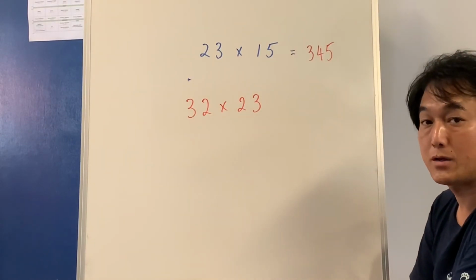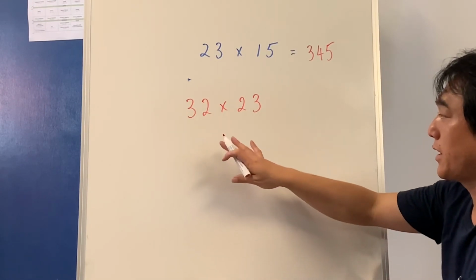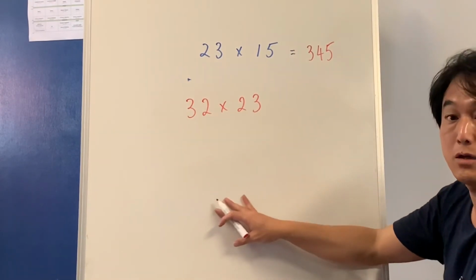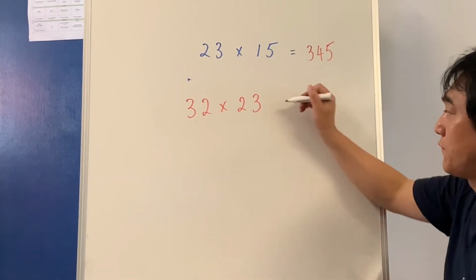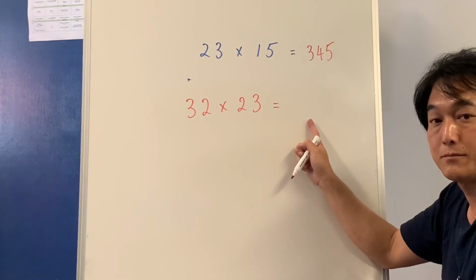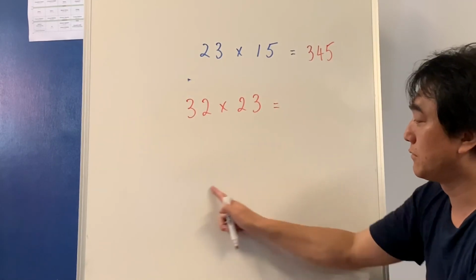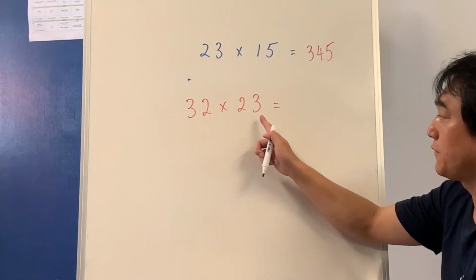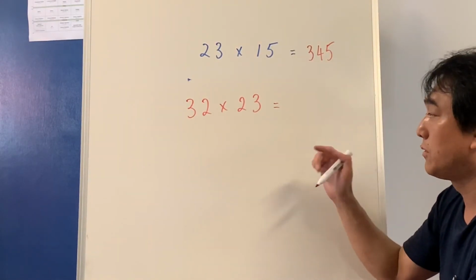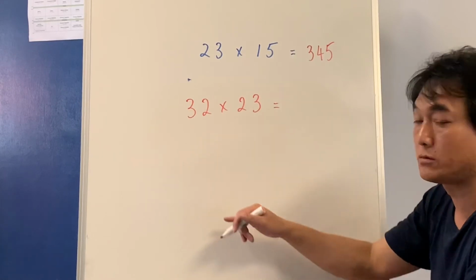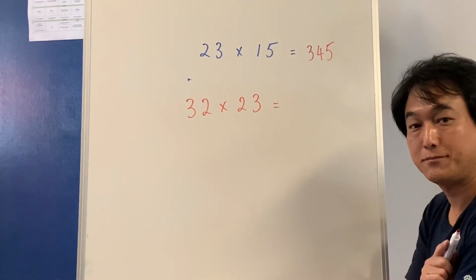How about 32 times 23? Can you do it in your head? Can you draw the area model in your head? Then think of the numbers in your head and find out the answer. If you find it difficult, you can draw the box with a little cross. Then see if you can think of the numbers and add them together. Or you can actually do the area model with pen and pencil and paper. Let's pause the video.